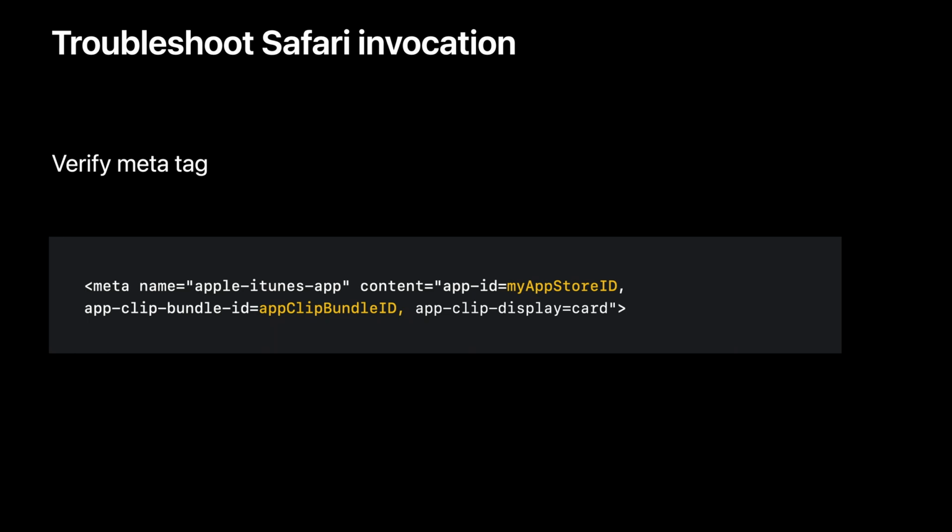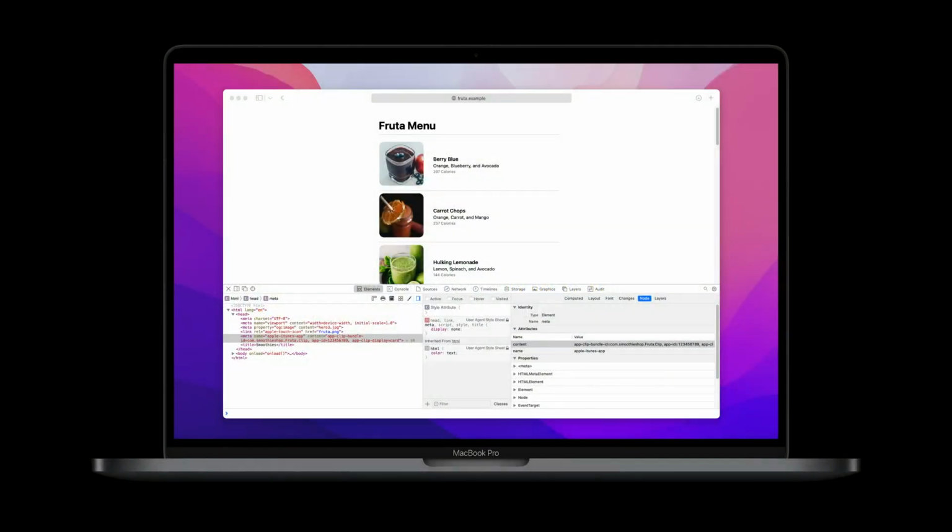I'll show you a technique I use to make sure the meta tag is constructed correctly. Navigate to your web page in Safari and open the Web Inspector. Expand the head element and look closely at the source. Then check the node attributes to ensure your meta tag is parsed correctly and that your app clip bundle ID is exactly the same as what is shown in Xcode and App Store Connect.